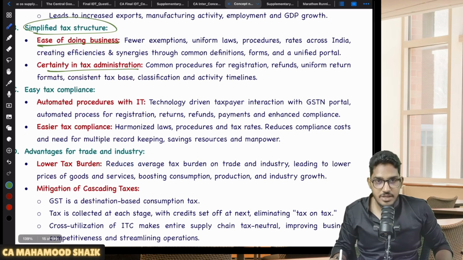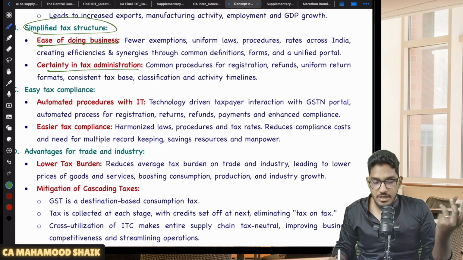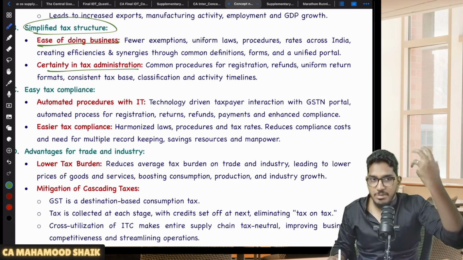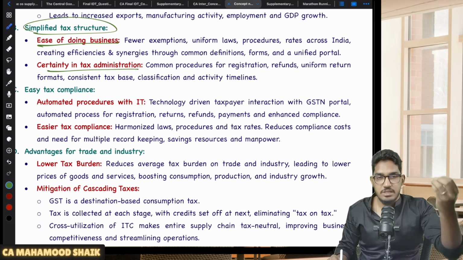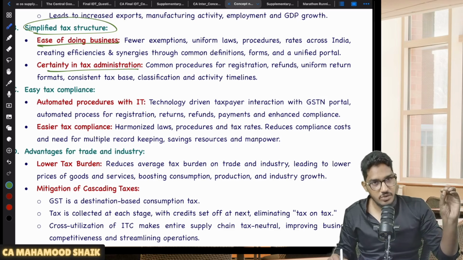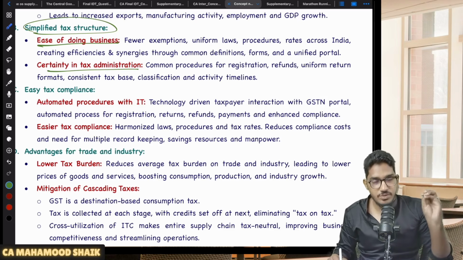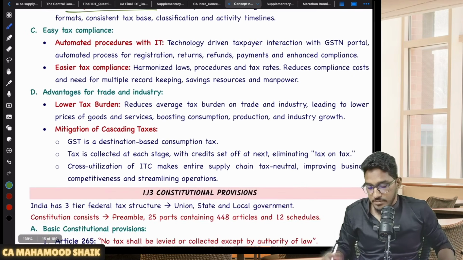Certainty in tax administration. That means earlier you used to be subjected to multiple authorities. If any issue goes on against you, multiple people will come and sit in your office. Excise department will come, VAT department will come, service tax department will come. But now we don't have that uncertainty. Only one department will come. If we do any mistake, which department? GST department will come. So certainty in tax administration.